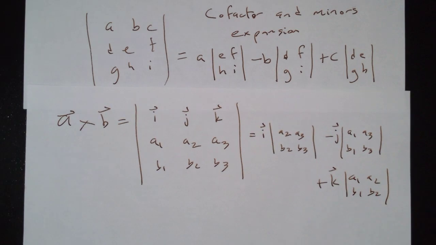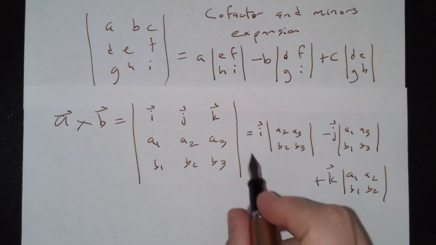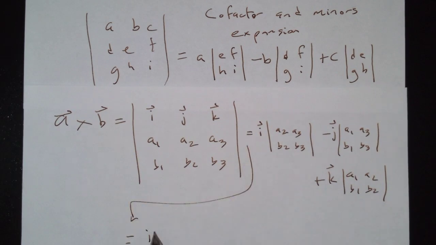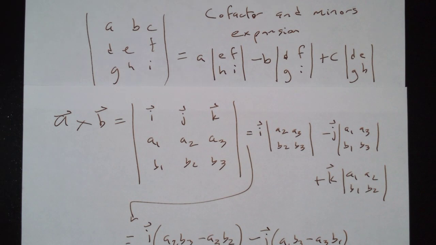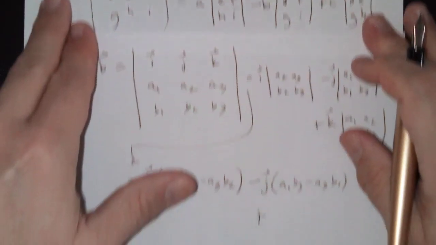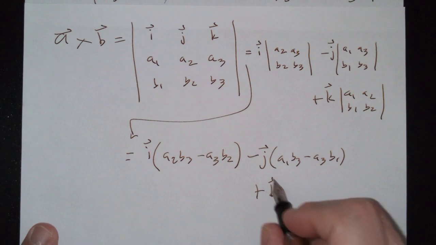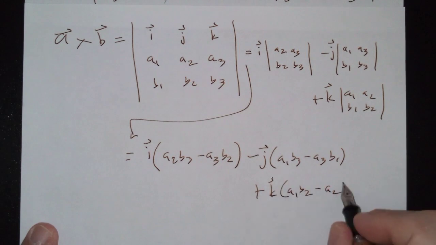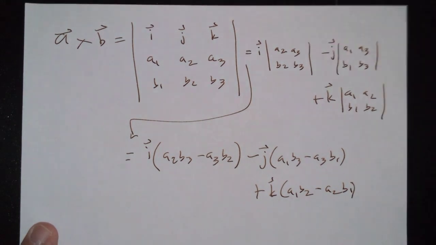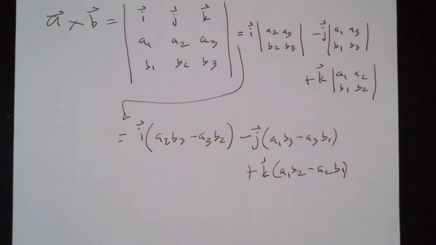You get this, right? But now I'm going to do the 2 by 2s. So when I do the 2 by 2s, I get i times (A2B3 minus A3B2). Then I get a minus sign, minus j (A1B3 minus A3B1), plus, do the k part, (A1B2 minus A2B1). With me so far?